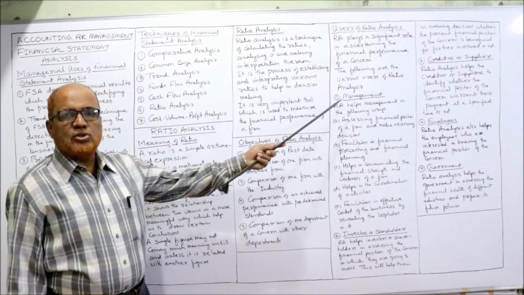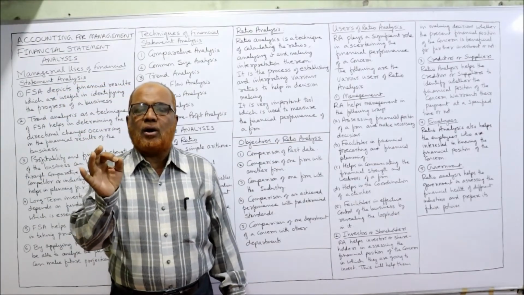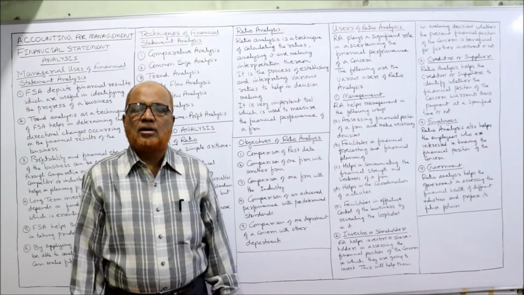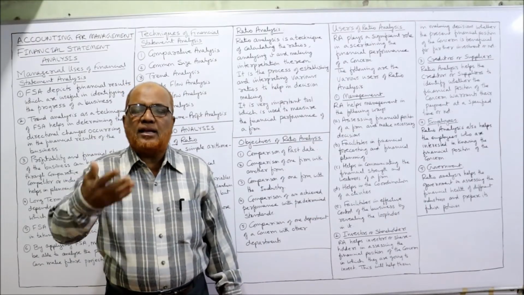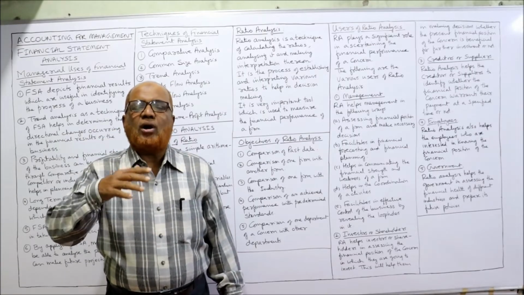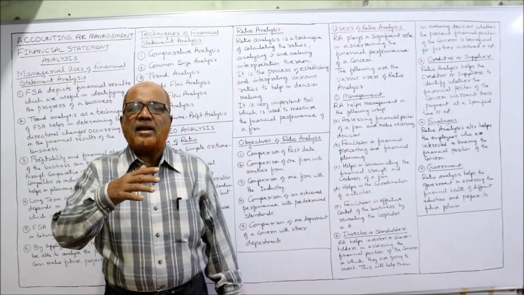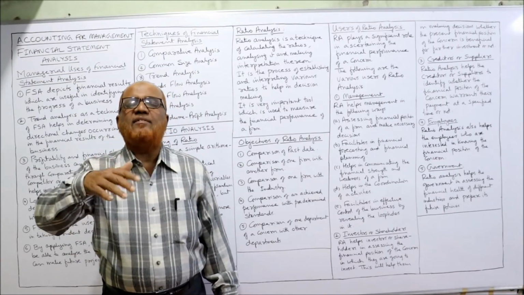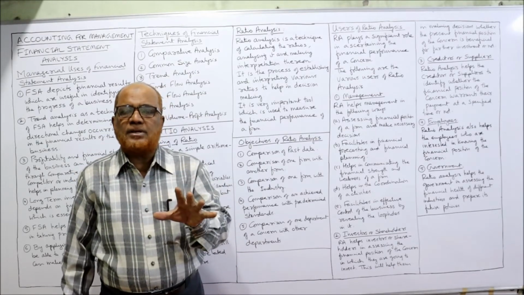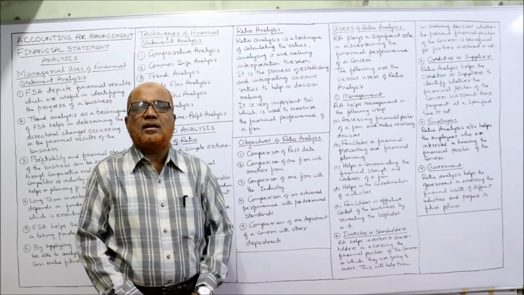Now the following are the various users. First one, management. The biggest user of ratio analysis is management, because management has to take decisions. Management has to evaluate the performance. Management wants to find out the strength and weakness of the business. Management wants to evaluate the efficiency of the business. For all these purposes, management will use the ratio analysis technique.